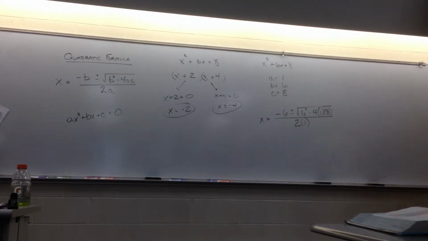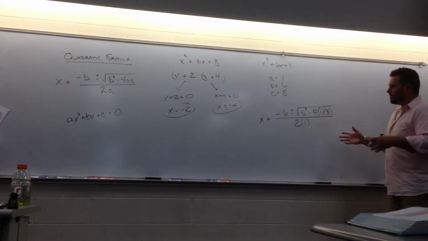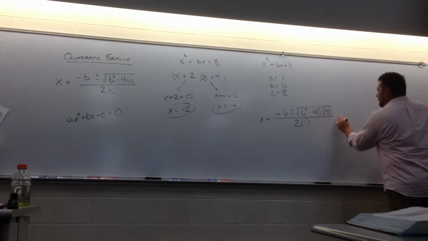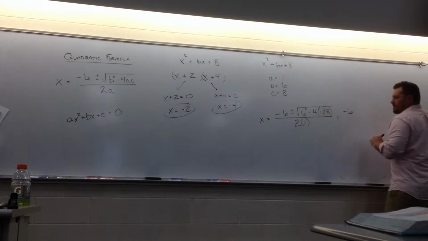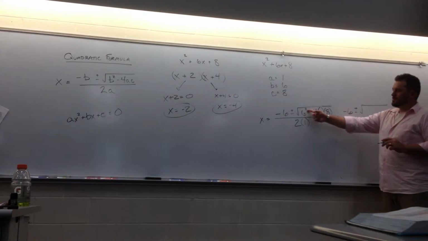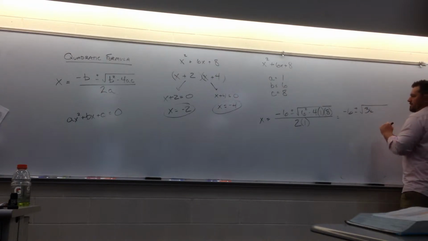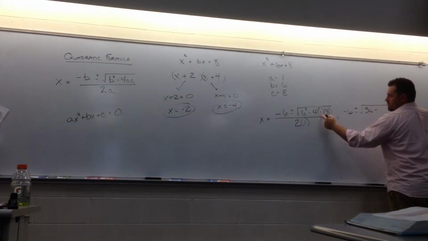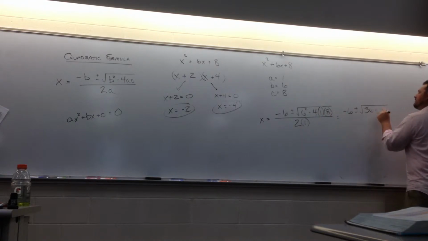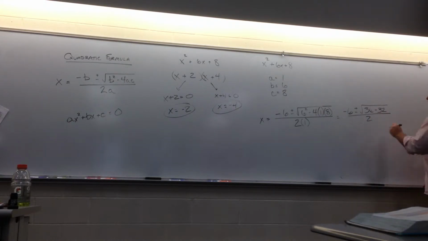The first thing I want to do is just plug in all of my variables right where they belong. The next thing I want to do is start simplifying this stuff. My negative 6 is about as simple as I can get, and I have plus or minus. Now inside the square root sign, 6 squared is what? 36. I have to do that first because of order of operations. Then I subtract, and what's 4 times 1 times 8? 32. All over 2 times 1? Just 2. So what I have is negative 6 plus or minus the square root of... what's 36 minus 32?